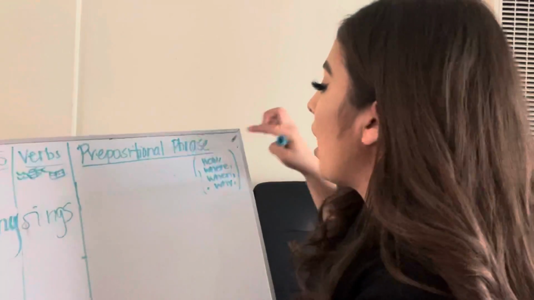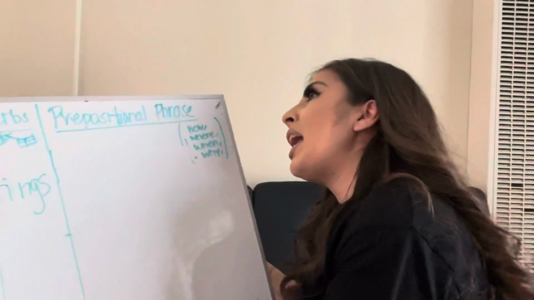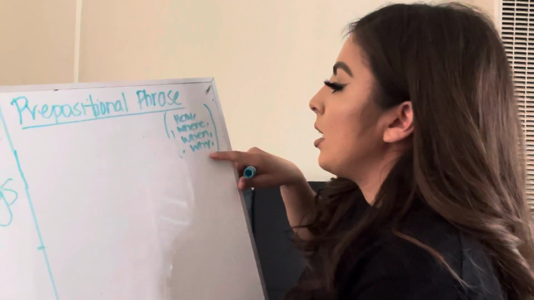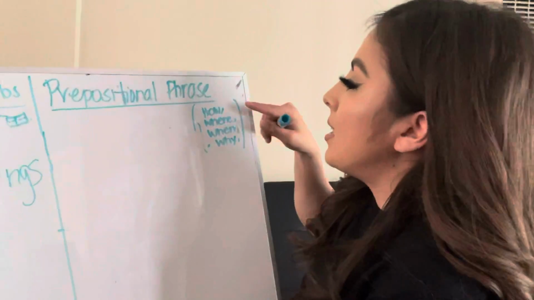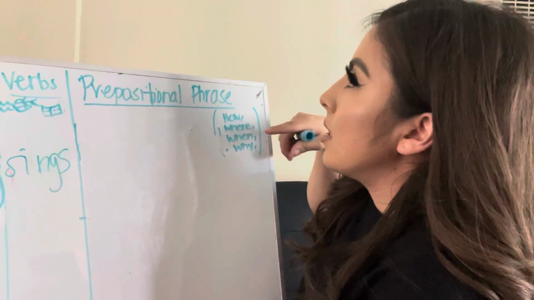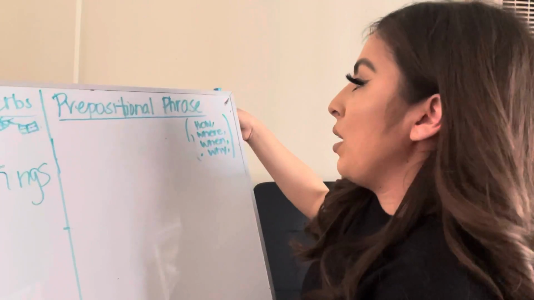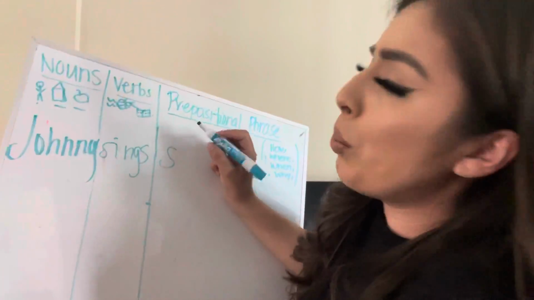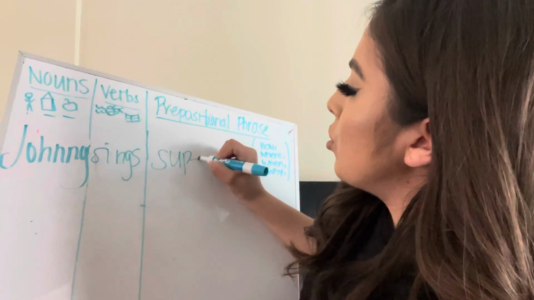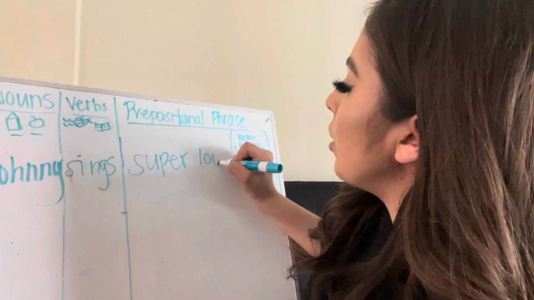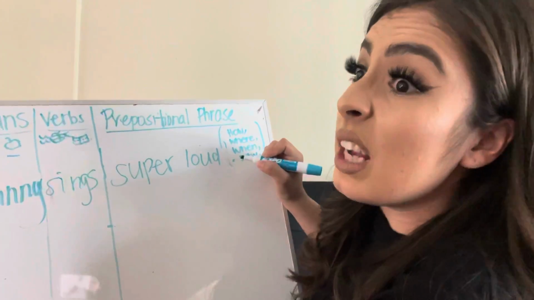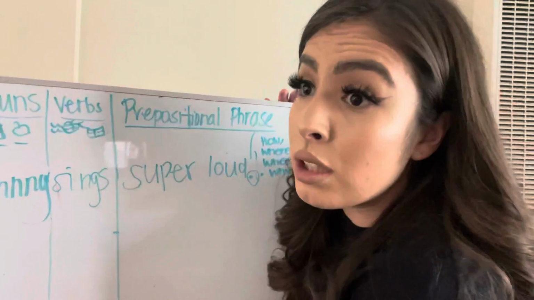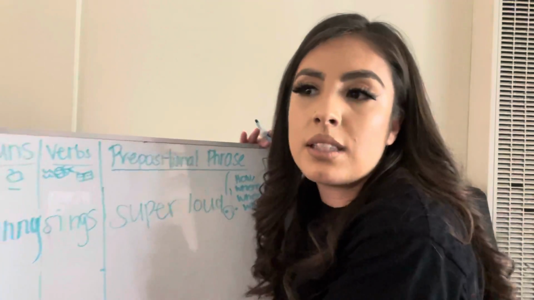How does he sing? How, where, when? He could sing at his school. He could sing at his house. He could sing because he's bored. He could sing whenever he wants, wherever he wants. So Johnny sings super loud. So I'm going to write super loud, and make sure we add a period at the end of our sentences, right? A big period to signify that we are done with the sentence.